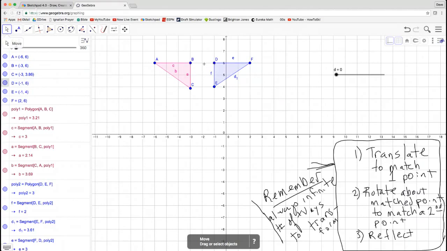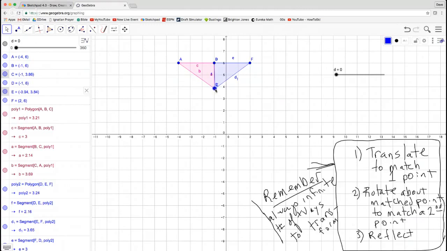So we would take B to D. These are our right angles. I think you can see that angle B and angle D, or vertex B and D, are the ones that match up. So we can just translate this object right onto this one. Bam. And now we've translated to match one point. Now the second thing we do is we rotate to match a second point. Well, we already have our second point.